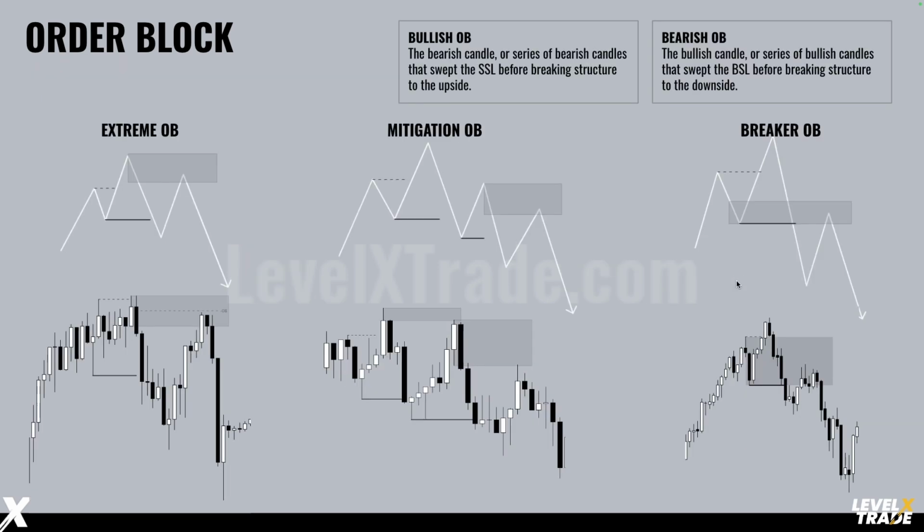Okay, now we're going to look at the different types of order blocks. There's more than these three, but I like to focus and keep it very simple. I don't need to complicate things more than they already seem to be. Once you get used to seeing this on the chart, and we're going to jump onto the chart in just a little bit, you'll see that it's very simple to determine what's an order block.